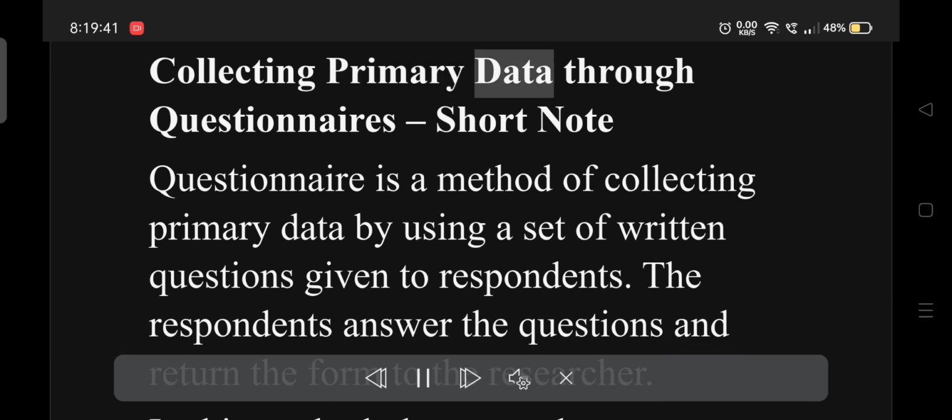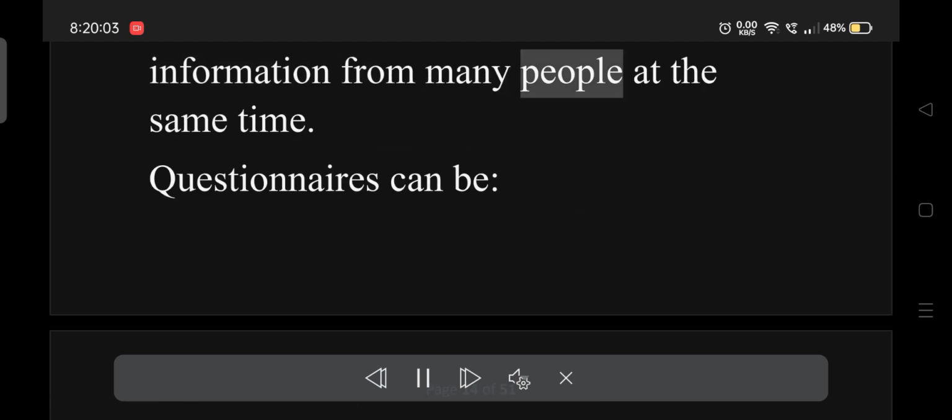Collecting primary data through questionnaires, short note. Questionnaire is a method of collecting primary data by using a set of written questions given to respondents. The respondents answer the questions and return the form to the researcher. In this method, the researcher prepares questions in advance and collects information from many people at the same time.